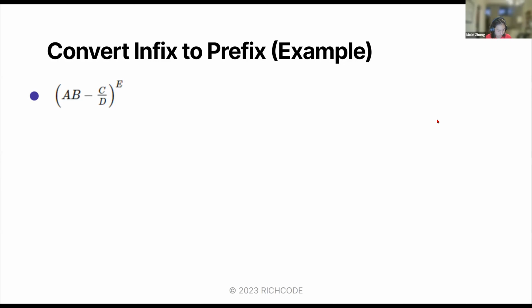While everyone's working on it, if you have questions, you can just send them in the chat and I'll try to explain it more. Oh, so the E just means it's an exponent. So you take this and multiply it by itself E times.